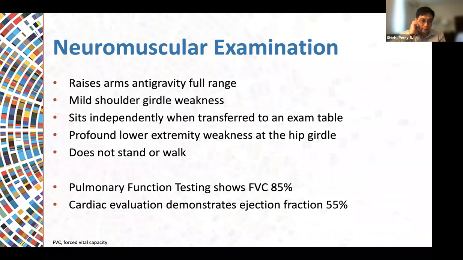And so on exam, he raises his arms anti-gravity full range. His shoulder does seem to be a little bit weak. He sits independently when transferring to an exam table. He has profound lower extremity weakness at the hip girdle. He cannot walk or stand. And his pulmonary function shows that he has a forced vital capacity of 85% of what would be predicted for his size. And cardiac evaluation shows that he has an ejection fraction of about 55%, you know, a little bit on the low end of normal.